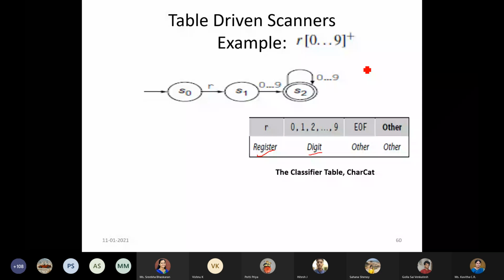It's a string. For each string, we will say end of the file, right? So end of the file, or if you come across any other characters other than these two, then also we will say it to be as others. Okay. So we will maintain a table.